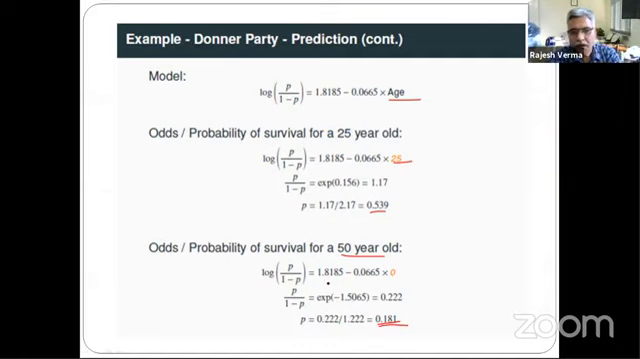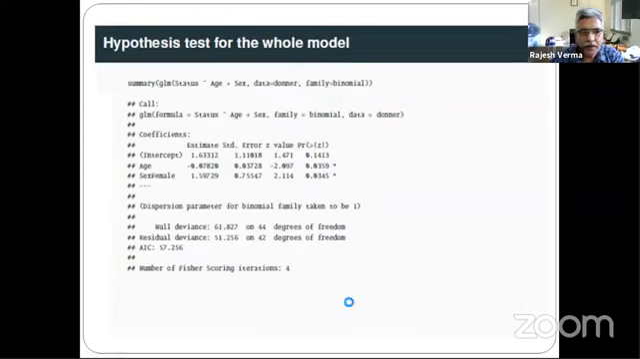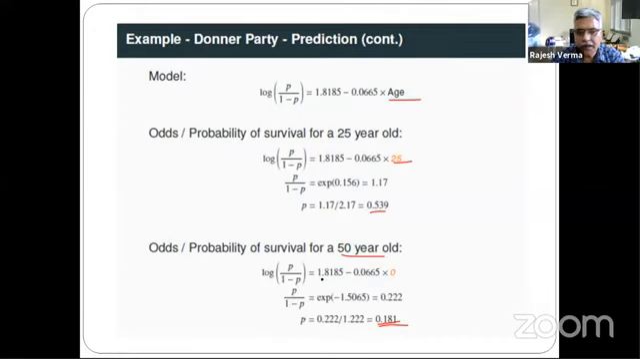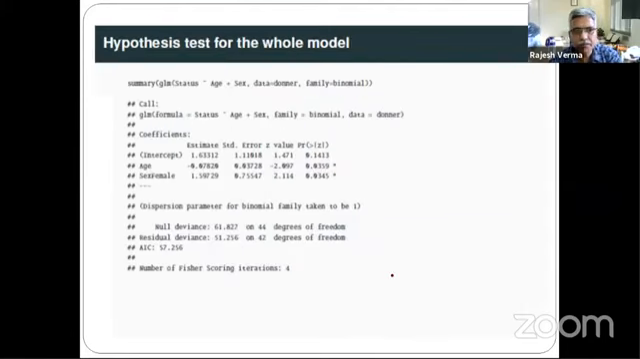So this logit is basically the log of the odds, right? You can also find these odds by exponentiating this logit function and then finding the probabilities. This is the formula. This is the hypothesis test, and you see that this is significant. The p-value is significant.